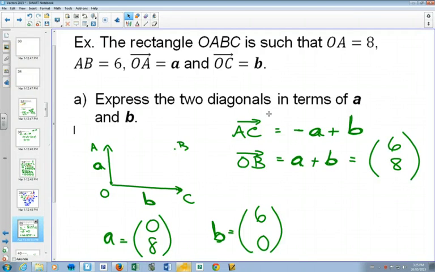So I've got a rectangle. I've kind of drawn it out here. Set my origin, and then A, B, and C. And O to A is 8, and A to B is 6. And I've drawn it really well to scale.